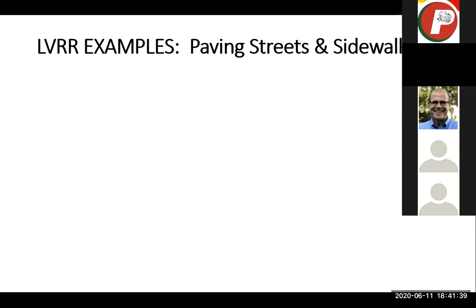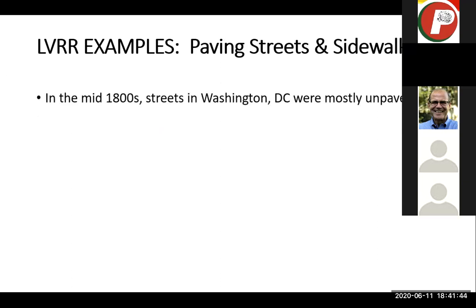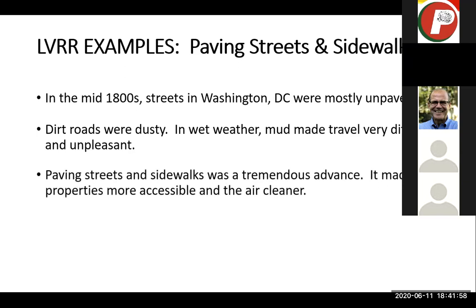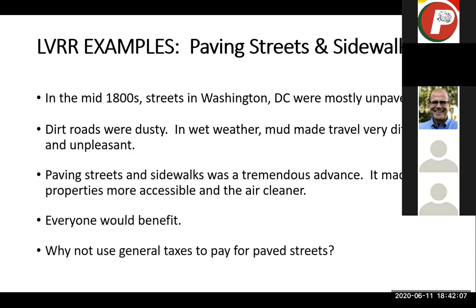So the first example will be about the paving of streets and sidewalks. In the mid-1800s, streets in Washington, D.C. were mostly unpaved. And the roads were very dusty, and in wet weather, the mud made travel difficult and unpleasant. So paving the streets and sidewalks was a tremendous advance. It made properties more accessible. It made the air cleaner. Indeed, everybody benefited. So why not just pay for the paving of streets out of general tax revenues?